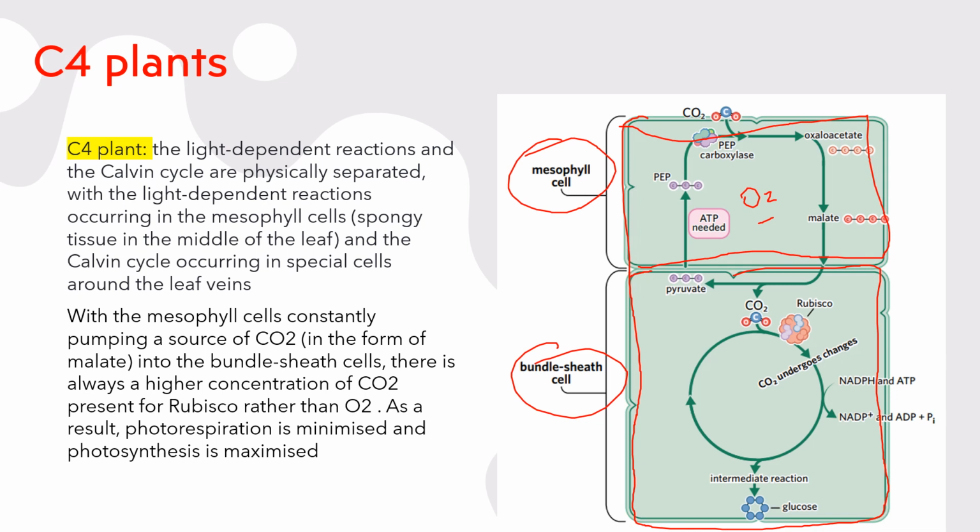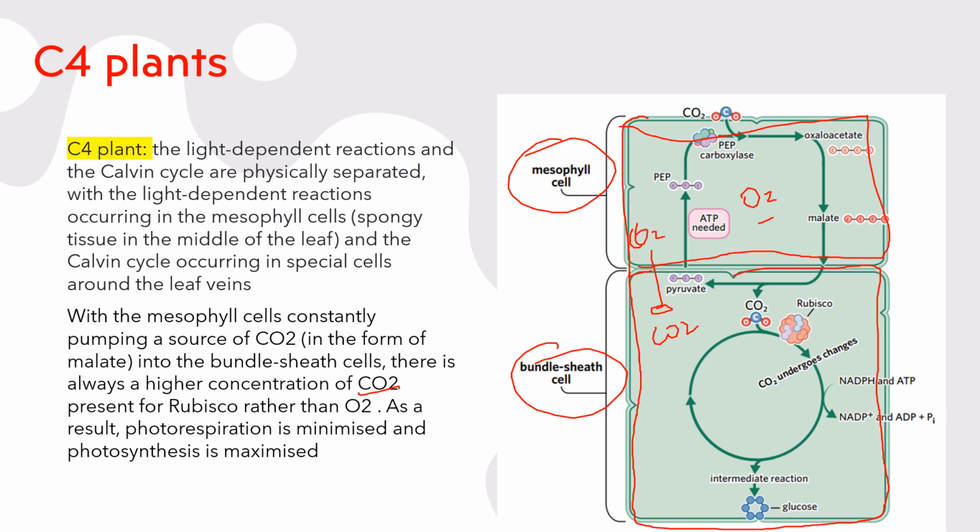With the mesophyll cells constantly pumping a source of carbon dioxide into the bundle sheath cells, this cell type will continuously pump CO2 into here. So we're still getting our CO2. That's not a problem. So that means that there's always going to be a higher concentration of carbon dioxide in our bundle sheath cells. So rubisco is always going to bind to carbon dioxide in the bundle sheath cells because one, it's all that's there, and two, oxygen is trapped in the mesophyll cells, so rubisco cannot bind to it.